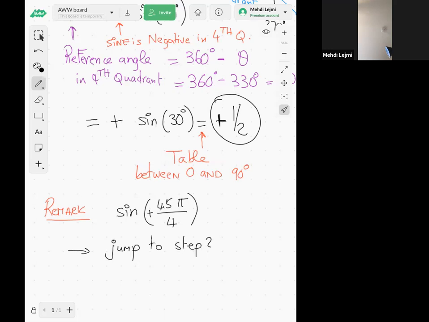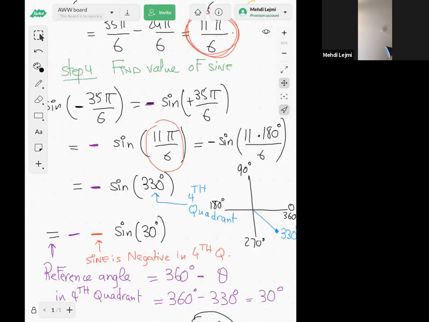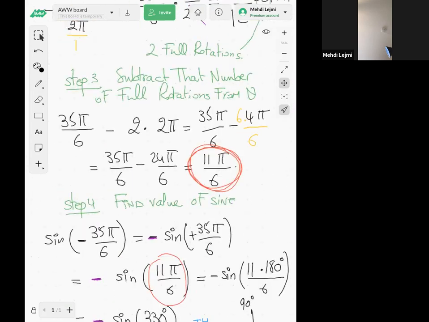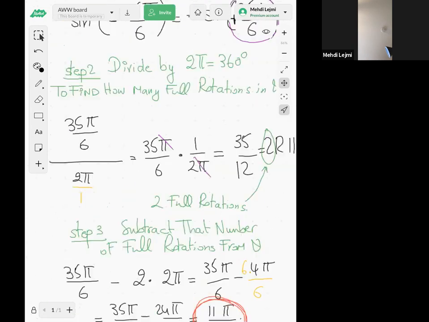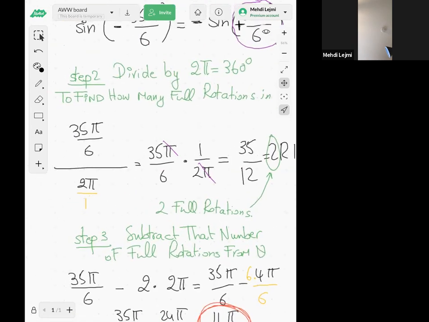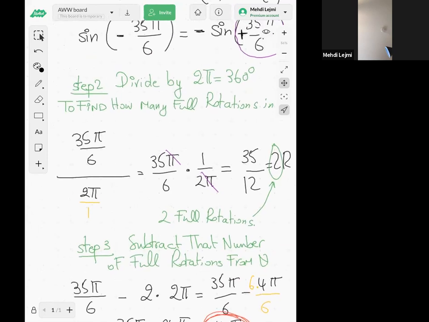Step number 2. Okay, no need for this first step. So no need for step 1. You're going to need the first step if you have a negative angle. If you don't have a negative angle, you can just start from step number 2. Step number 2 was, you divide your angle by 2 pi or by 360, right? That's the second step right here. So if you have a positive angle, you can just start from this step number 2.